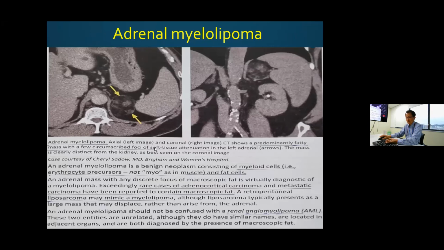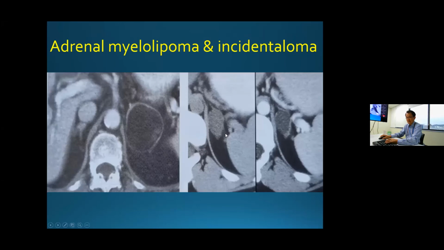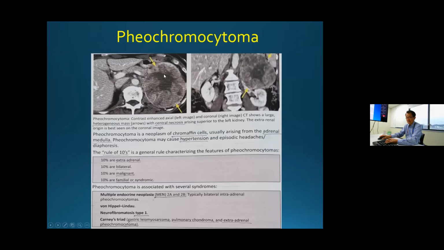If the density is fairly low, you think of myelolipoma. Pheochromocytomas are large lesions, sort of heterogeneous centrally. High blood pressure or low potassium is the key.